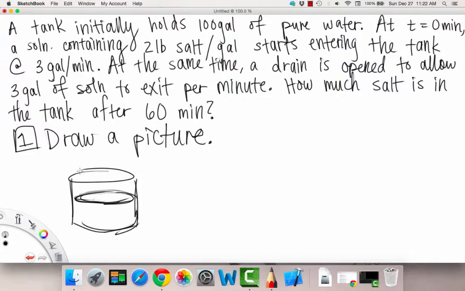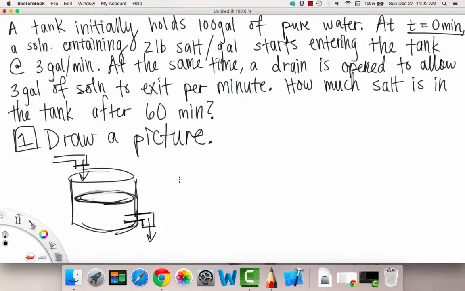And then it says, at t equals 0 minutes, a solution starts entering the tank. So that means something is being emptied into the tank, some solution going in at 3 gallons per minute, okay? And it also says that a drain is open. So let's say the drain comes out of the bottom here, right? And then we have solution exiting as well. Alrighty? So the volume remains constant, and what we're supposed to do is figure out how much salt is in the tank after 60 minutes.